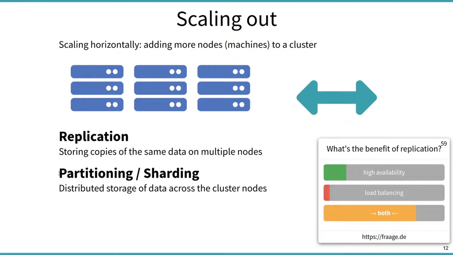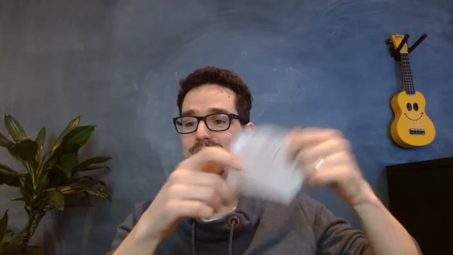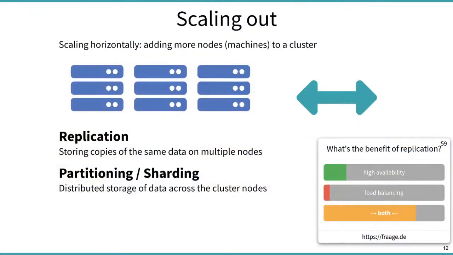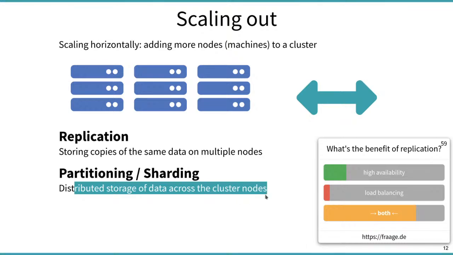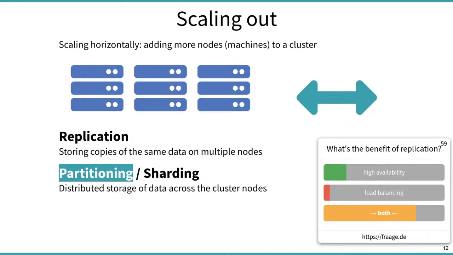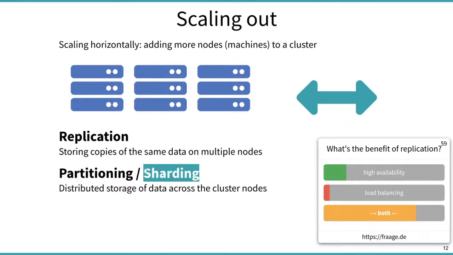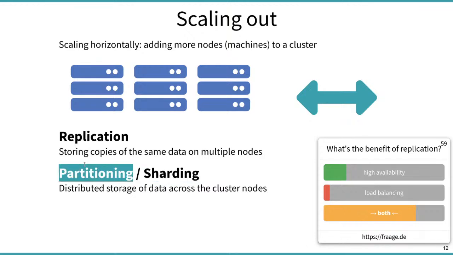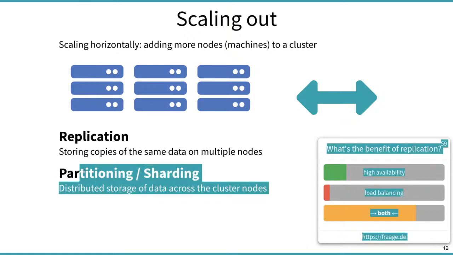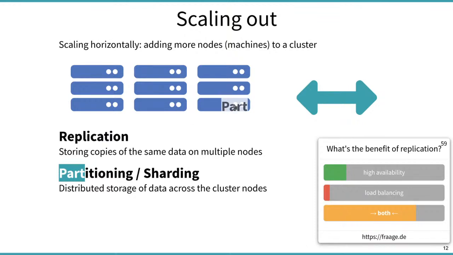Partitioning and sharding is something else. I showed you already an example of sharding. This is the data, and I create 3 shards. And I store this shard on the first machine, this shard on the second machine, and this shard on the third machine. So distributed storage of data across the cluster nodes. It's called partitioning, but others call it sharding. So partitioning and sharding is basically the same thing. Partitioning is also used for something else, but for what we talk about here, we call it partitioning to partition the data across the cluster nodes. So parts of the data are stored here, other parts here, and other parts here.